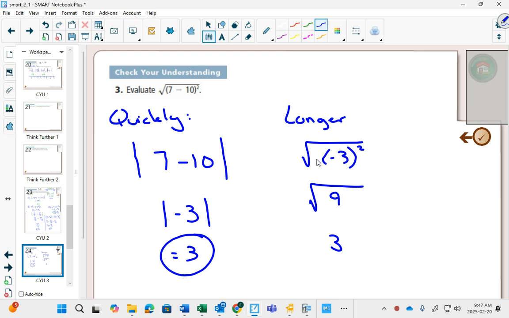So questions for practice on this idea that if you are square rooting something squared, we have to use the absolute value. Please circle questions 6, 10, and 11.